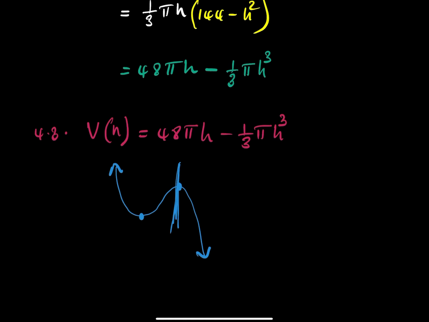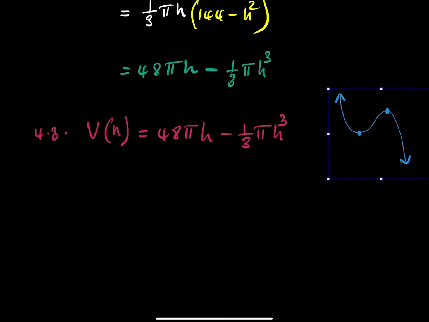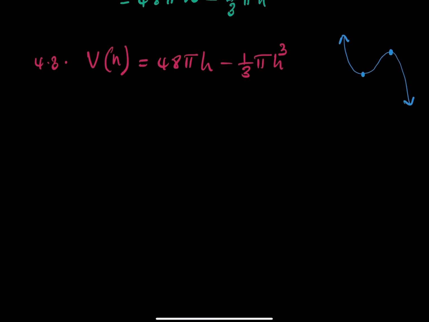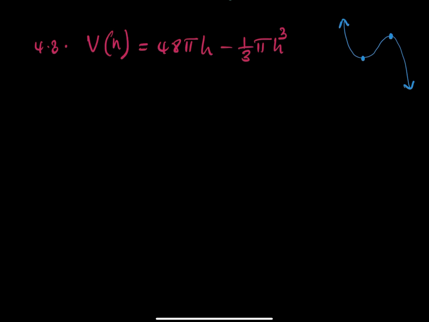But remember that this value of h is a height, so it can't be negative. Let me just really put this one here. So we are looking for a positive value because it's the height. The height is never negative. That is h. So how do you get this point here, the maximum? You actually derive your cubic stuff. So I'm going to differentiate that.